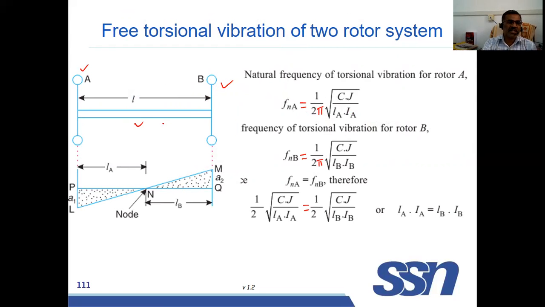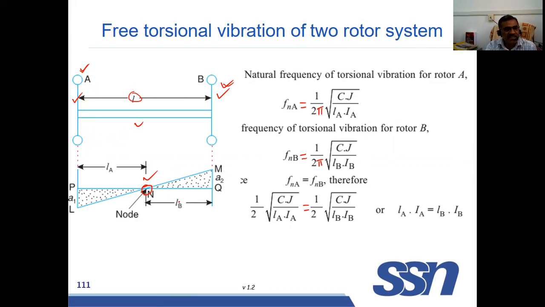Now, you see a shaft, it has a mass at one end, another mass at another end. A shaft has two ends. At one end we have a mass A, at another end we have a mass B. It is subjected to rotation, torsional vibration. So this will oscillate with some frequency. In such a case, the node will be somewhere here. We don't know the position. Let us take the total distance as L. This may be LA, this is LB.